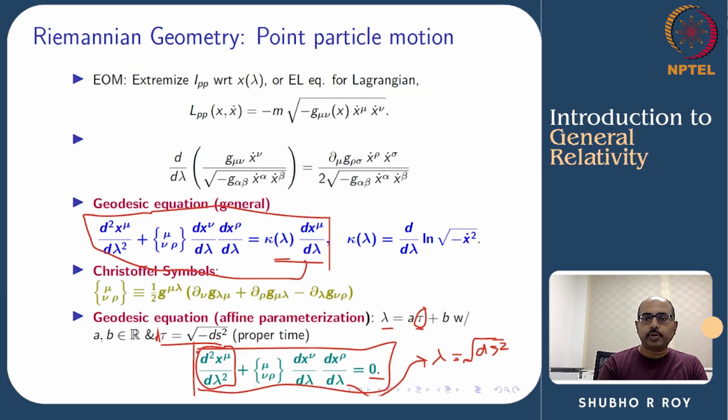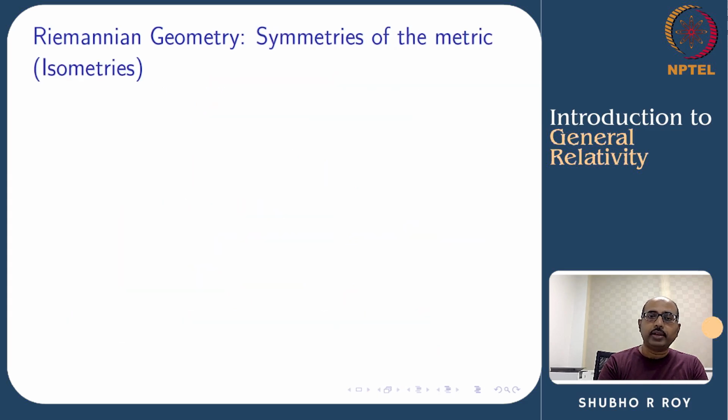Now, of course, how do we solve it? This is not an easy equation to solve. As you can see, it's a second order nonlinear equation, so it presents us a considerable challenge while solving it. But if the metric has certain symmetries, then we can gain some advantage. This is the next topic of discussion: symmetries of the metric, or isometries.